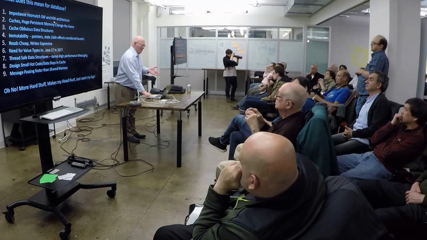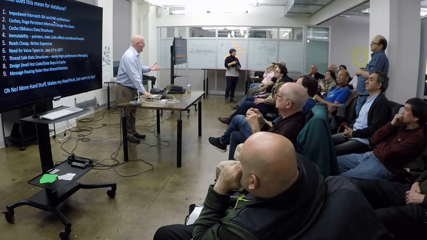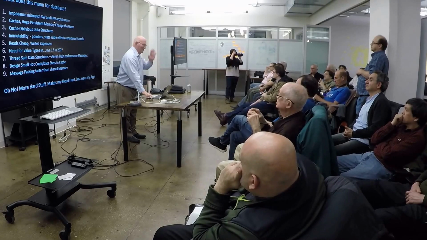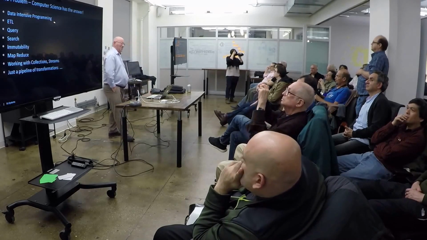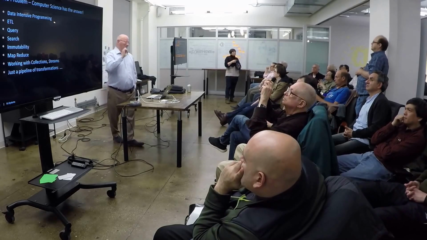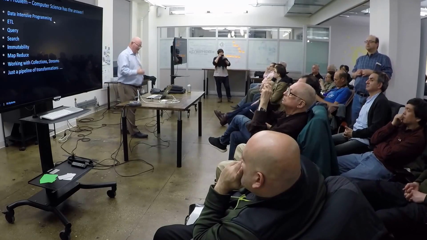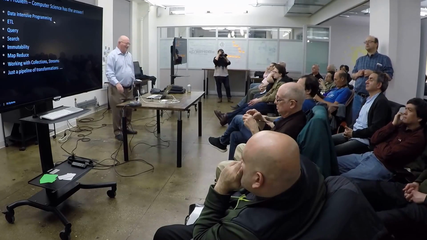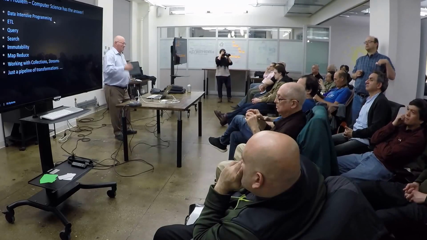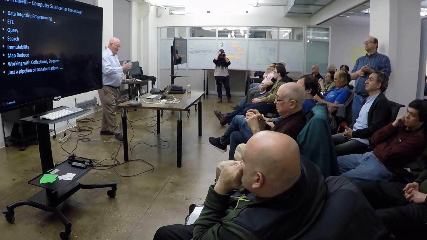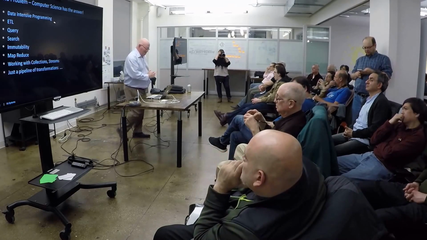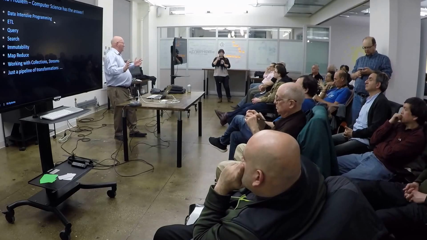But all this sounds pretty hard, right? The only guys who can do this are Martin Thompson and Todd Montgomery, and you probably know 20 in New York. So there's no problem. Computer science has an answer for this, right? Because the smart people in computer science have figured out that data-intensive programming, ETL, query, search, immutability, MapReduce, working with collections and streams are just a pipeline of transformations.